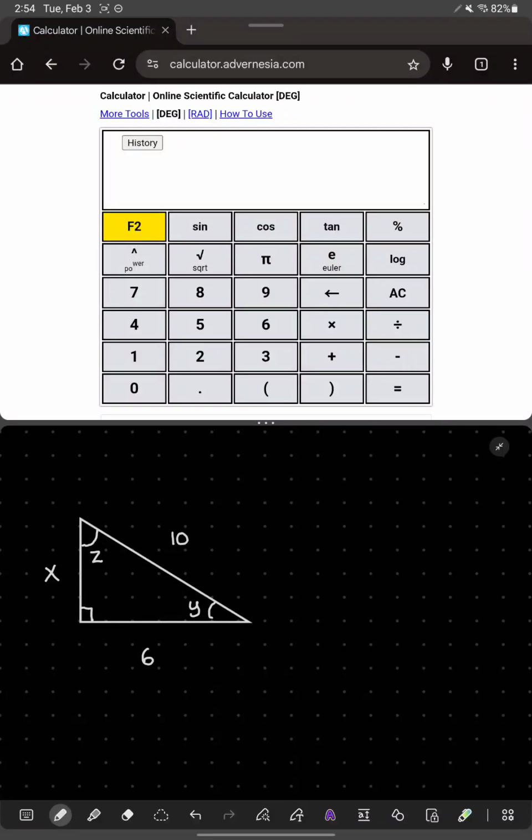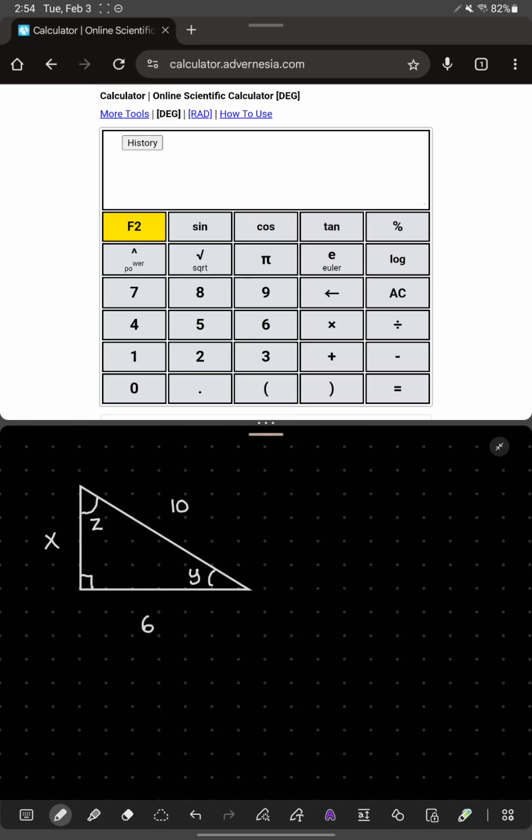In today's video, we're going to tackle all three things. We have three unknowns, x, y, and z. We are given some sides though, and I think one of the ways that we can do this problem is to identify the sides. So I had noticed here I have the sides 6 and 10.